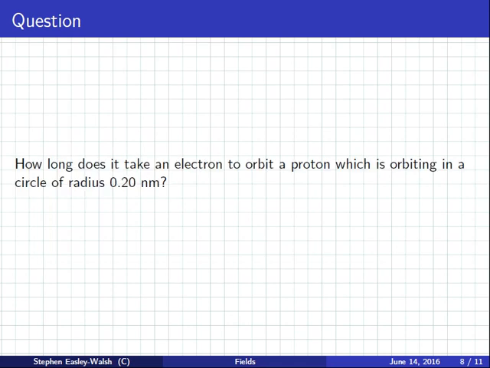Right. Here's another one for you to try. A little bit harder now. How long does it take an electron to orbit a proton? And the distance is 0.2 nanometers. So, what's the time for the electron to orbit the proton? That's the next question now. How long?